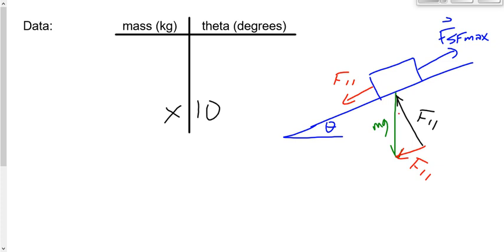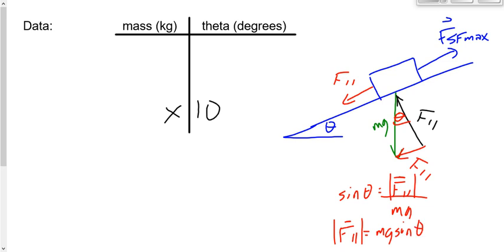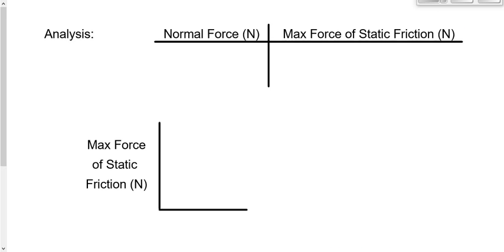You're going to say, just like we have in class a number of times, sine theta is equal to opposite over hypotenuse, F parallel over m times g, or F parallel is equal to mg sine theta. You're going to calculate F parallel 10 times. That's going to give you 10 different max force of static friction. So remember that. You get F parallel, then you've got the max force of static friction.